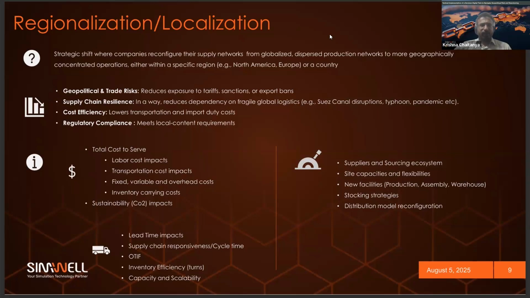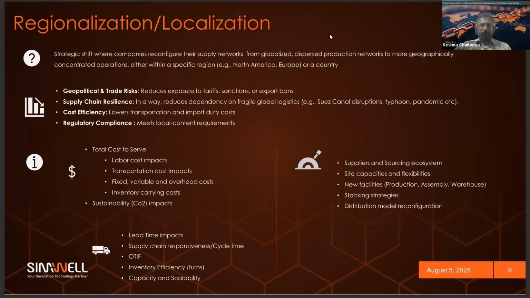The benefits are we'll have more concentrated operations. We are not geographically spread anymore. So by this, we are less exposed to risks like tariffs, sanctions, and any bans. And our supply chains are expected to be resilient, because in case there are any global logistics disruptions, we are not impacted by this, because the supply chains would be regionalized.